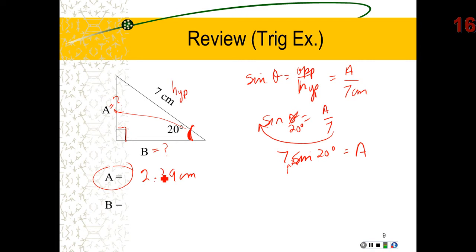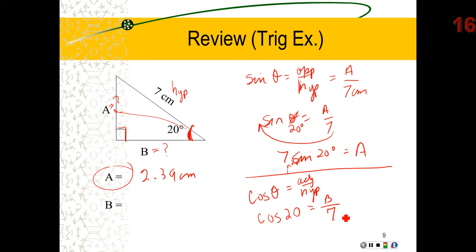Doing similarly for part B, we know that the cosine of theta is equal to the adjacent side over the hypotenuse. And so the cosine of 20 degrees is equal to our adjacent side B over our hypotenuse, 7 centimeters. Again, doing our algebra, taking 7 over to the other side, B is equal to 7 times the cosine of 20 degrees. Plug that in our calculator. We should have that B is equal to 6.58 centimeters.